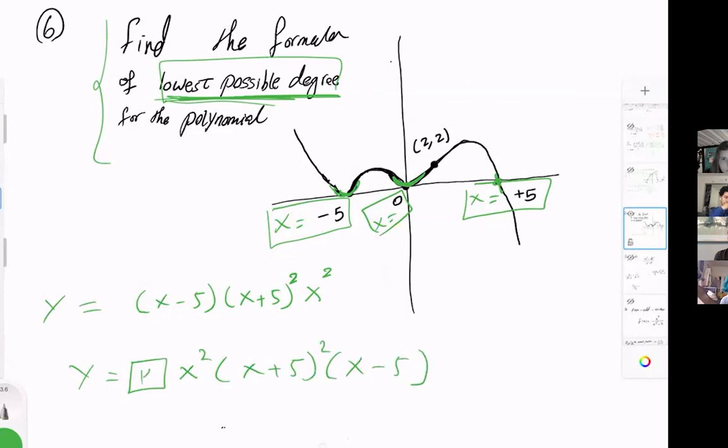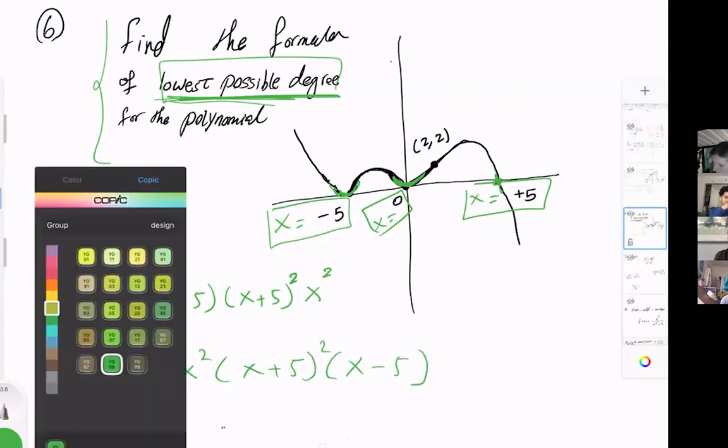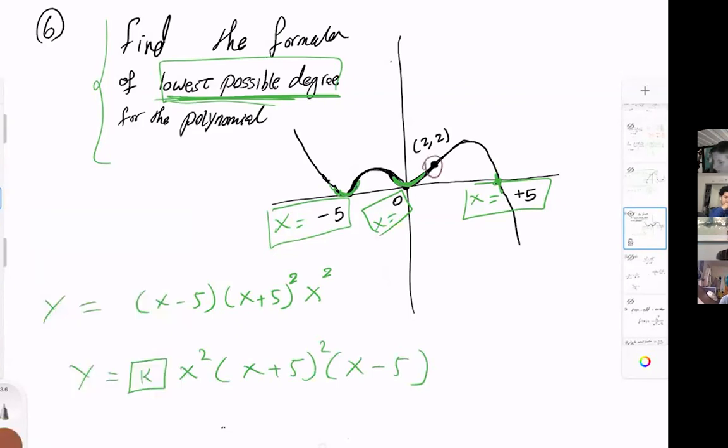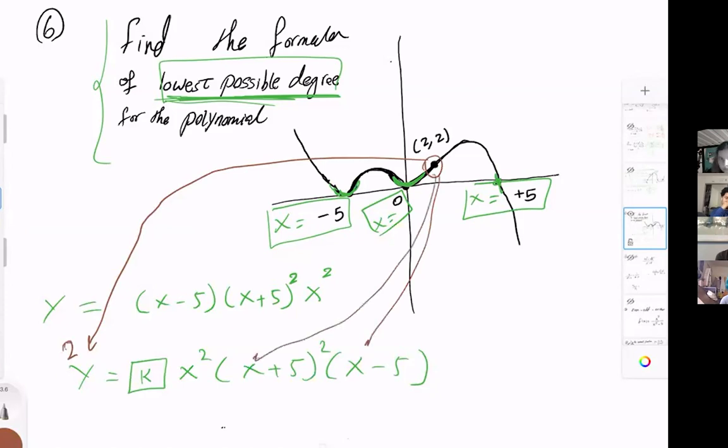How do we solve for k? Same as before. They usually give us another point, which is (2, 2). So I put 2 here for x and 2 for y. Then I solve for k. Which you should be able to do.